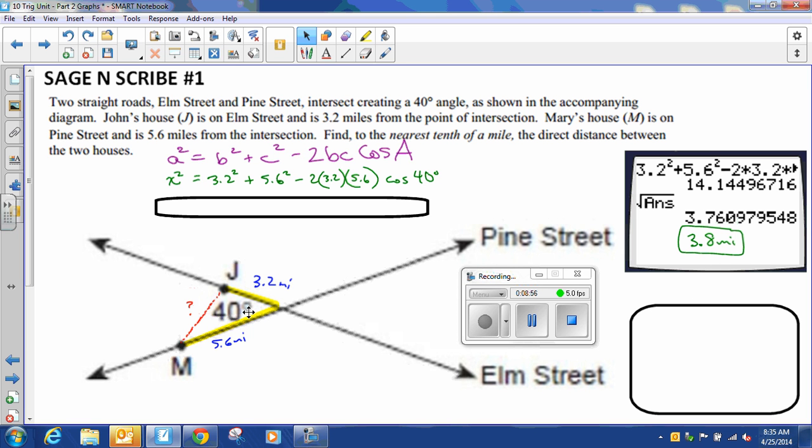And if you think about it, this makes sense. It's somewhat drawn to scale. This is the shortest distance, this is the middle distance, and this is the longest distance.